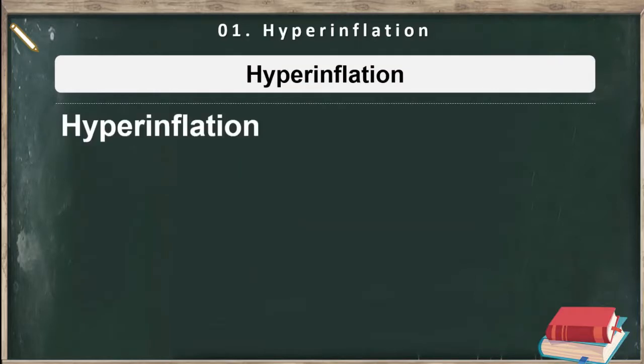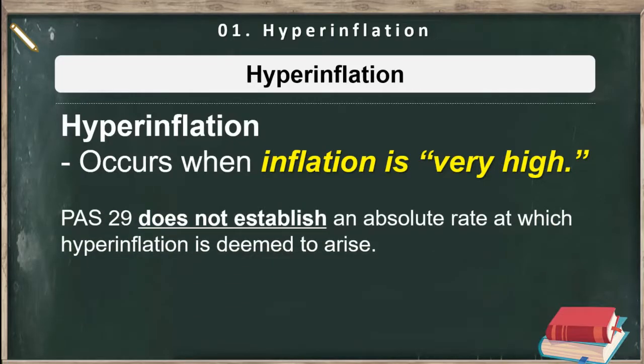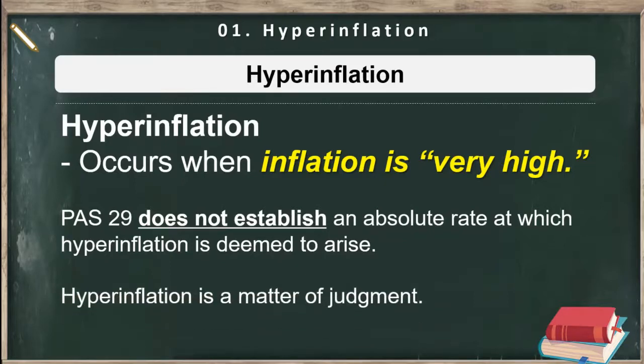Then we have the term hyperinflation. This occurs when inflation is very high. PAS 29 does not establish, however, the absolute rate at which hyperinflation is deemed to arise. It did not give a range or even an exact percentage to tell us if it's already hyperinflation or not. Although there is no exact or absolute rate, there are indicators. Therefore, hyperinflation is a matter of judgment.